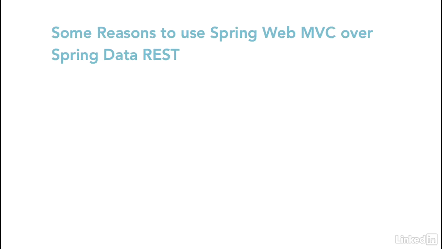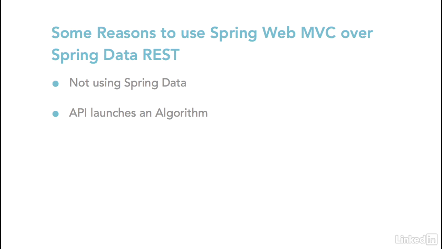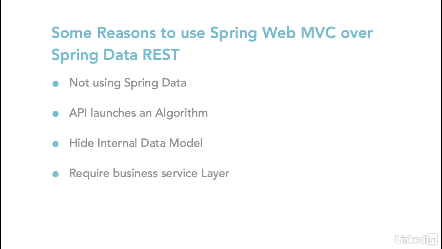So what are the reasons you would choose to expose an API via a REST controller? One reason is that your application is not using Spring Data JPA or any other Spring Data solution. Another is that your API launches an algorithmic service and it's not just used for data retrieval. Or you need to hide the internal data model from the client, either to limit complexity or for proprietary reasons. And finally, you require a layer of business services between the web tier and the data access layer.